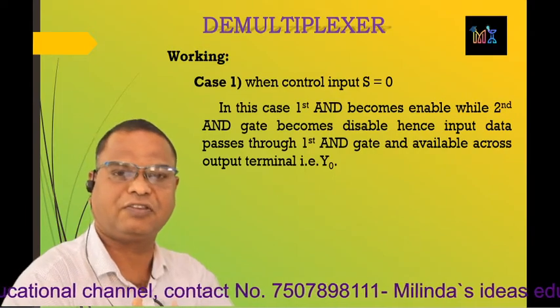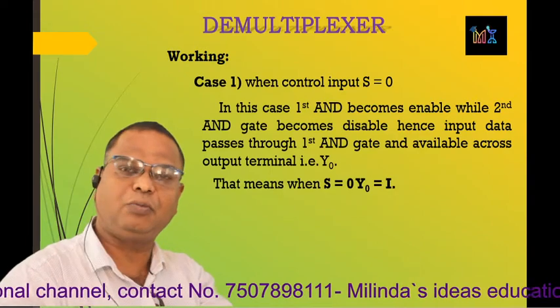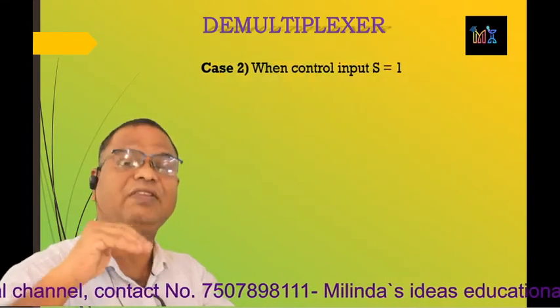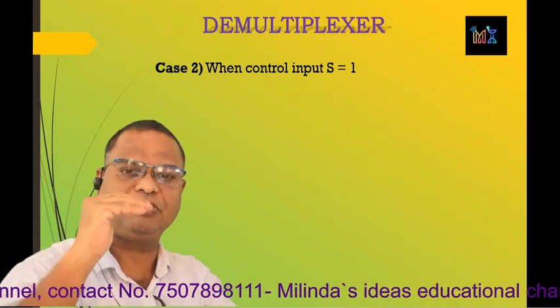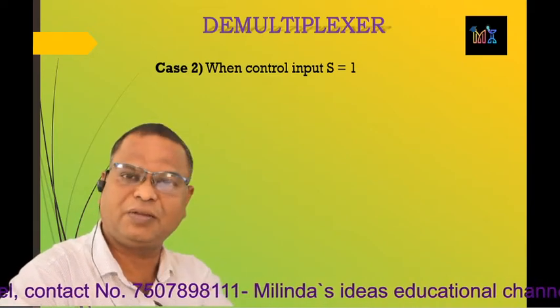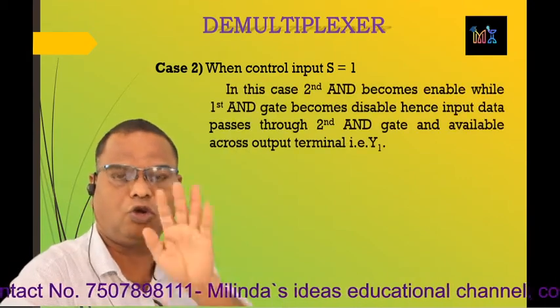That is our first case. What is our second case? That is when select input is high. When select input is high, or when control input is high, the first AND gate becomes disabled because its control input is now connected to the low logic.